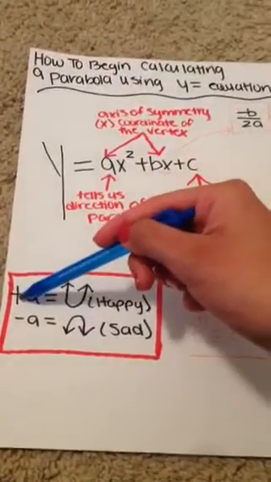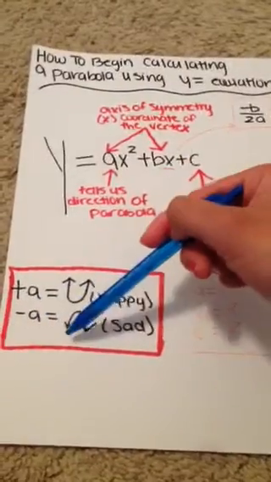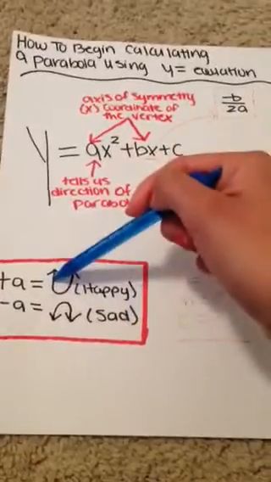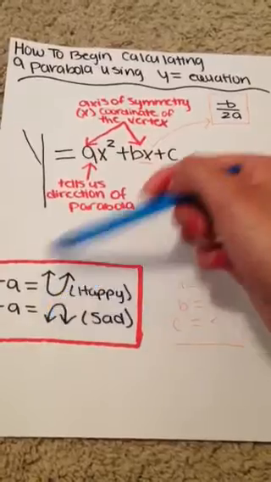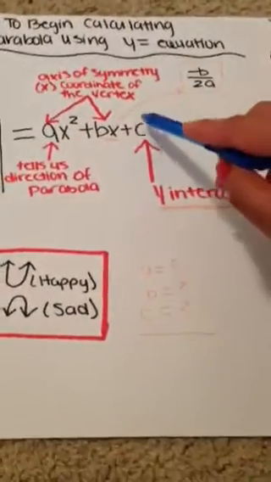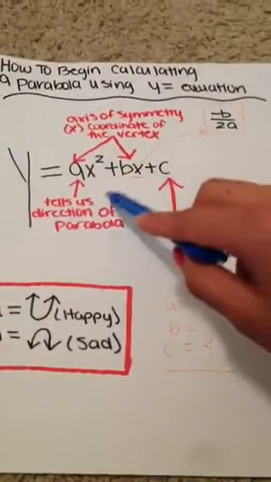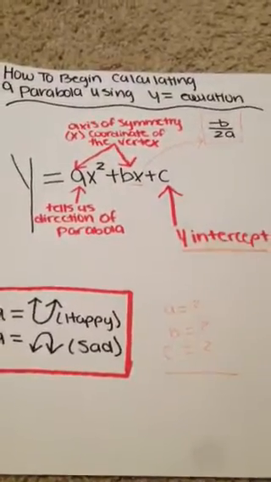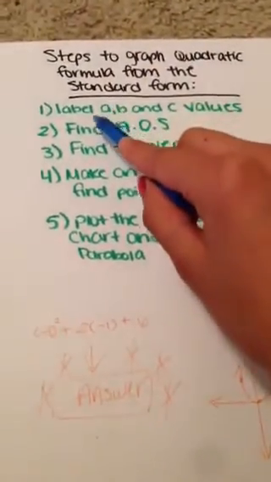If a is positive, it will be facing up, forming a happy face. If a is negative, it will be facing down, so just think of it as a sad face. That way you have two ways to differentiate the different shapes that the parabola can face. And lastly, your c is your y-intercept. So, now that you have the ax squared plus bx plus c equation, we can move on to the steps for graphing a quadratic formula from the standard form.